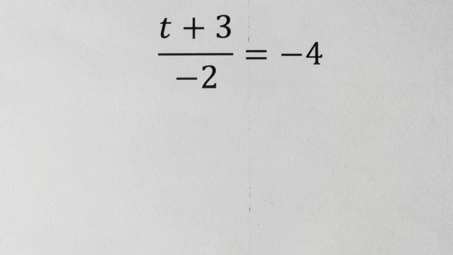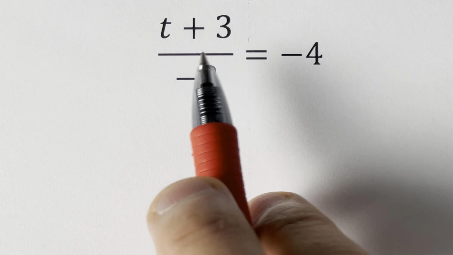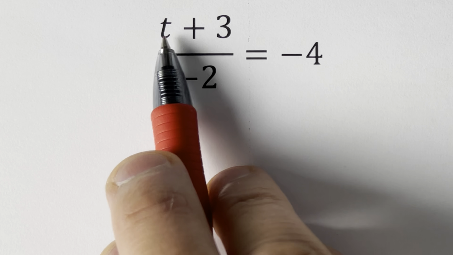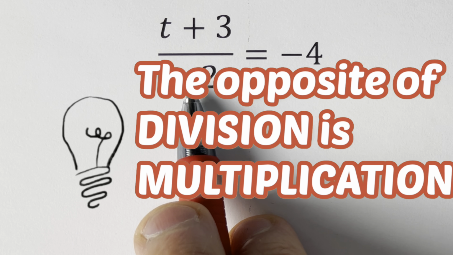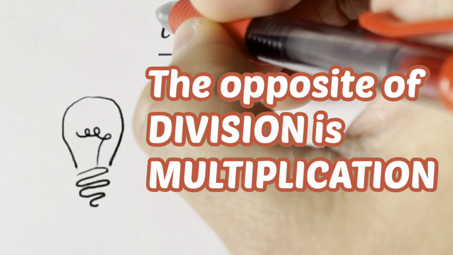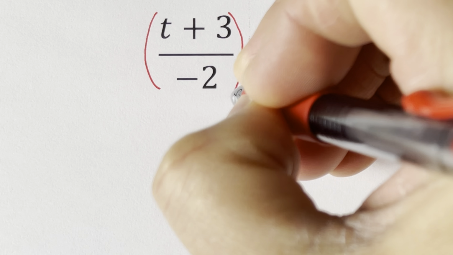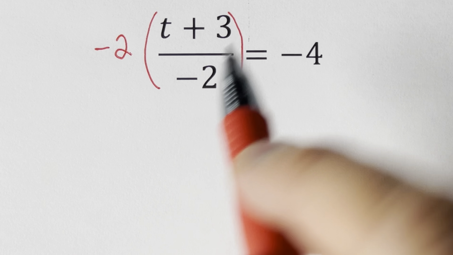So what we are going to do first here is multiply both sides, since this is division. So that is t plus 3 divided by negative 2. We remember that the opposite for division is multiplication. So that means we are going to multiply both sides by negative 2 so that we can get rid of the negative 2 on the denominator right here.